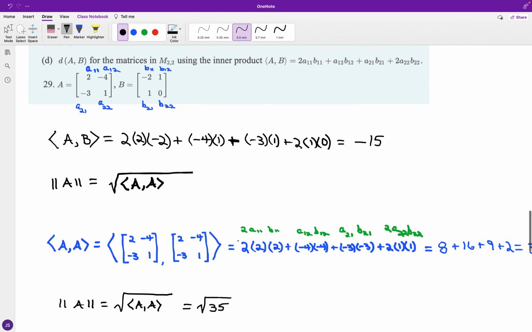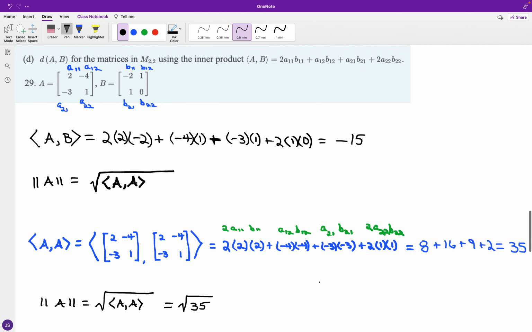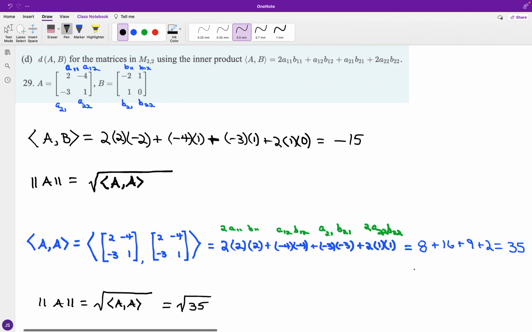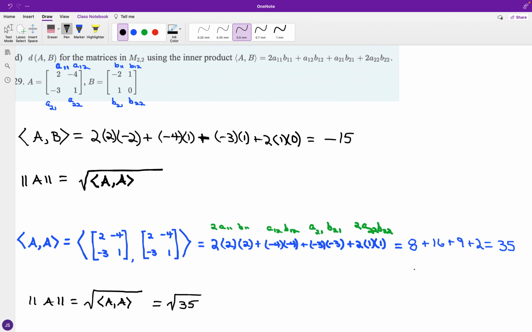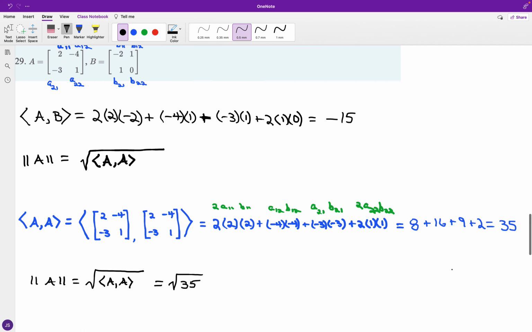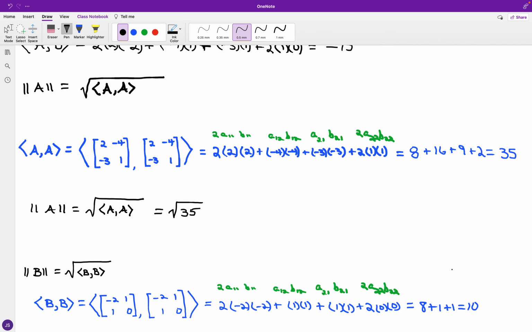So you're going to have 2 A sub 1,1 times A sub 1,1. Again, replacing what we have in B with A, but the same subscript, same positions. So you got 2 times 2 times 2. Next, we have negative 4 times negative 4, followed by negative 3 times negative 3, and then plus 2 times 1 times 1. And for the sum of the products, we have 8 plus 16 plus 9 plus 2. So this will come out to 35. And so the norm of A will be the square root of 35.